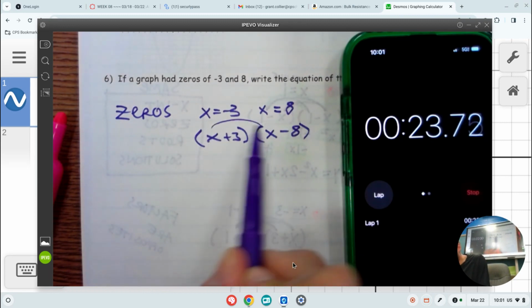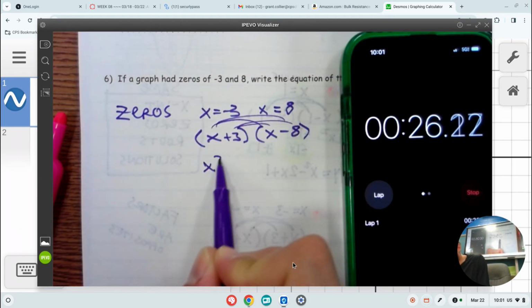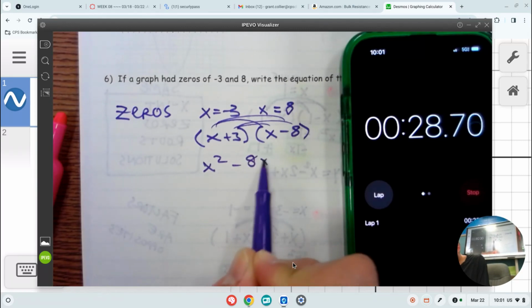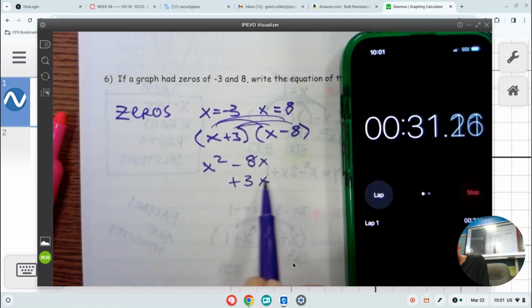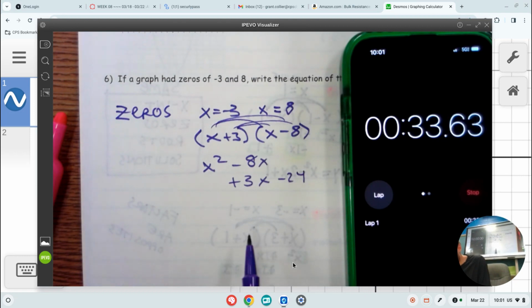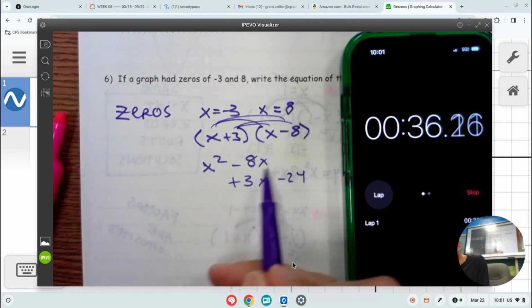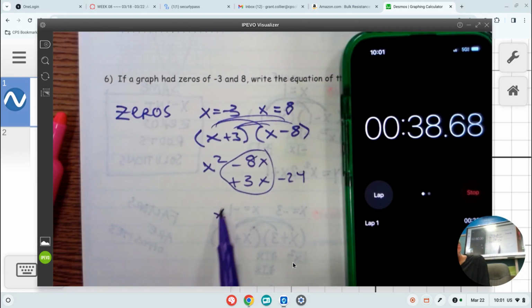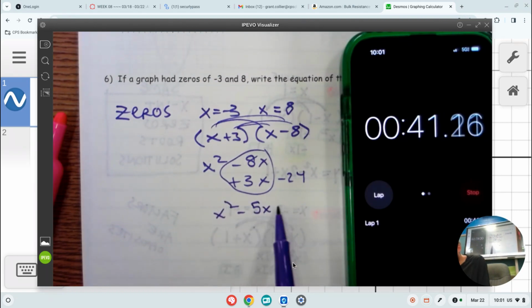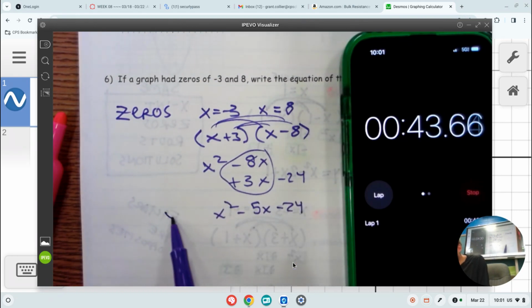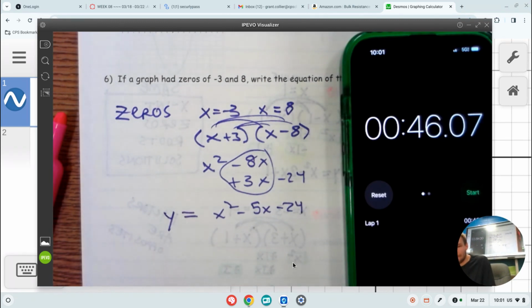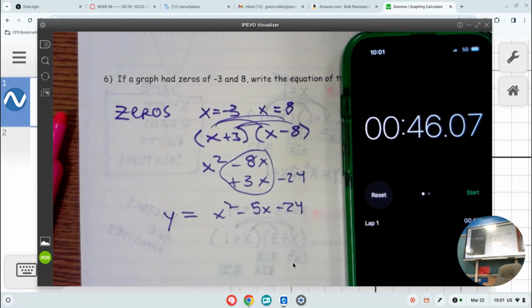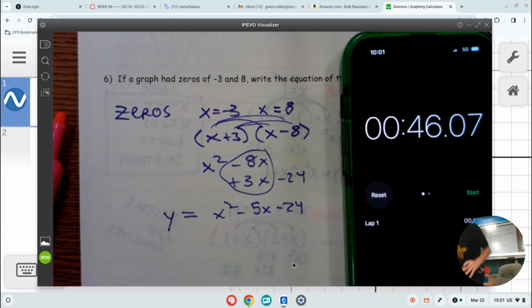After that, we're going to FOIL. So we're going to get x squared minus 8x plus 3x minus 24. And then combine these two together, x squared minus 5x minus 24. Let's put a little y equals in front. And there we go. That's the answer. Get the roots, get the factors. Oh, sorry about that. We were doing the timed equation. I knew it would be less than a minute.